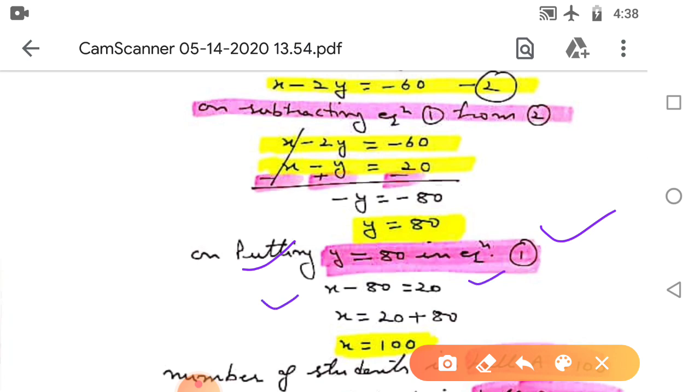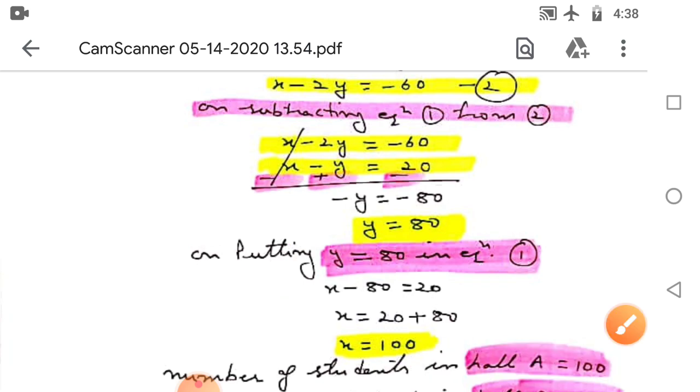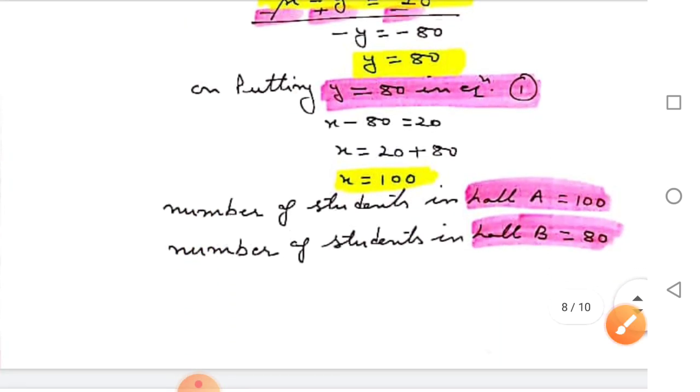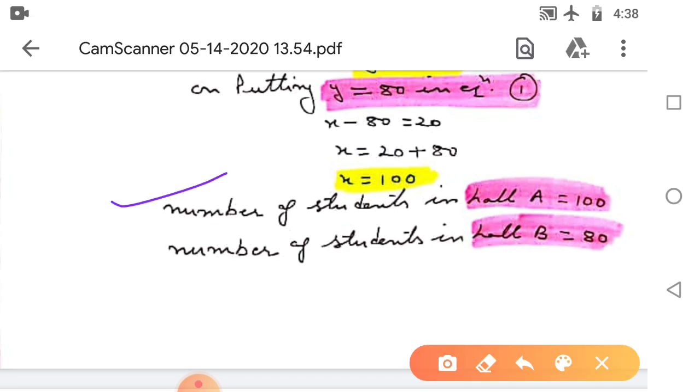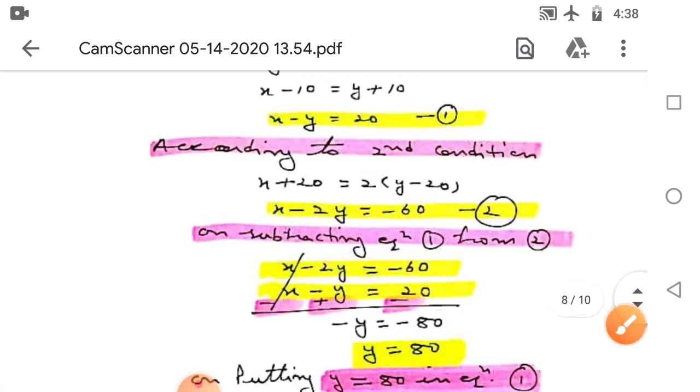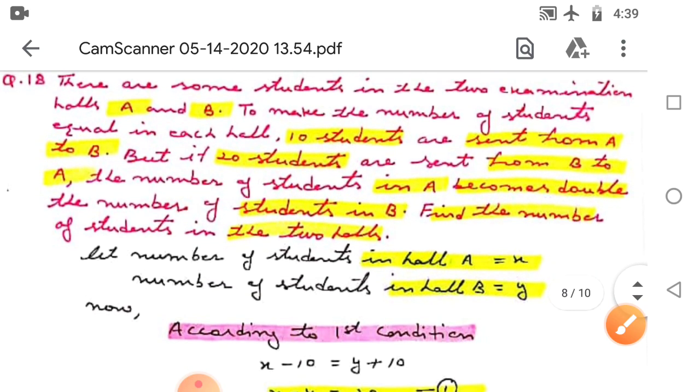So X is equal to 20 plus 80, right? So the value of X is 100. So finally, the number of students in hall A is 100 and the number of students in hall B is 80. Clear? Is the question clear to you? That was question number 18.